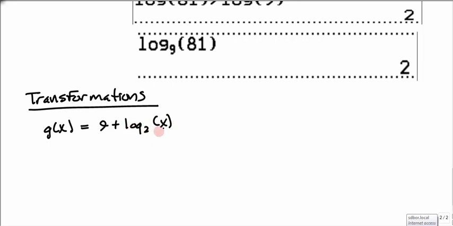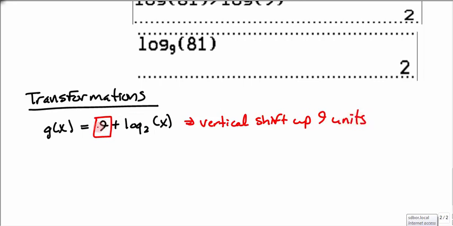Okay, so if you notice here, there's nothing really going on. I have my base and my argument. What's happening here is with this 9, because it's outside the argument, this is a vertical shift, and it will go up 9 units. Now if this was a negative 9, it would go down 9 units. So that's one type of transformation that you'll see.